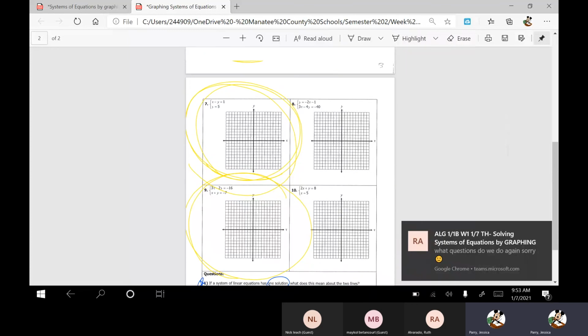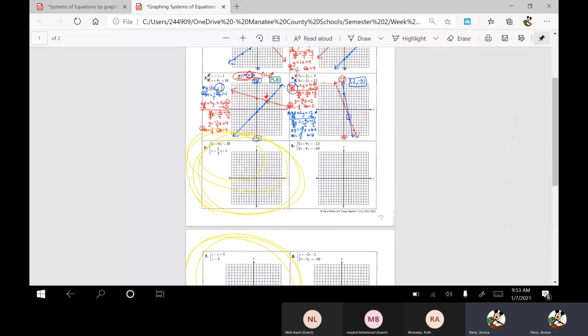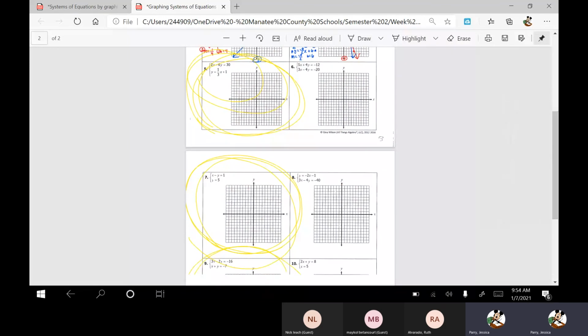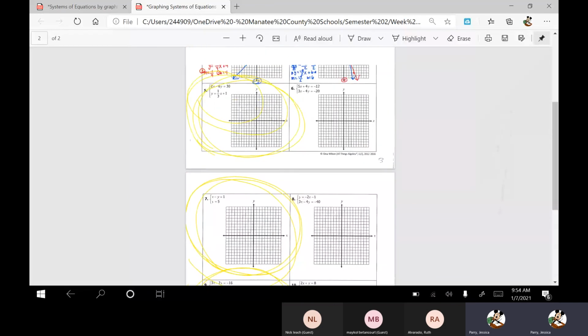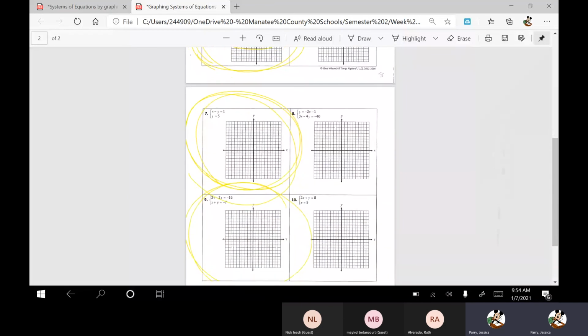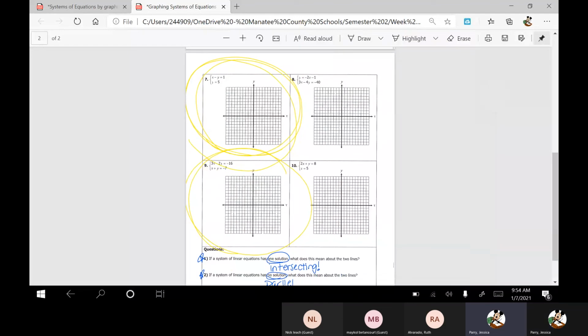So the questions you're doing for your assignment on this one, you're doing on your own numbers 5, 7, and 9. The ones that I circled here, 5, 7, and 9. Those are the only questions you have to do on your own. The rest we did together.